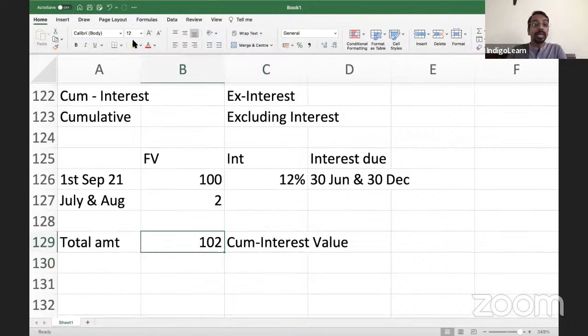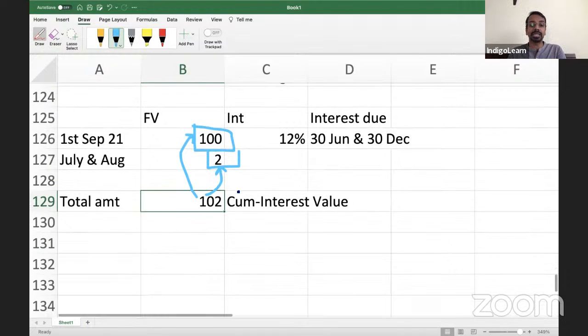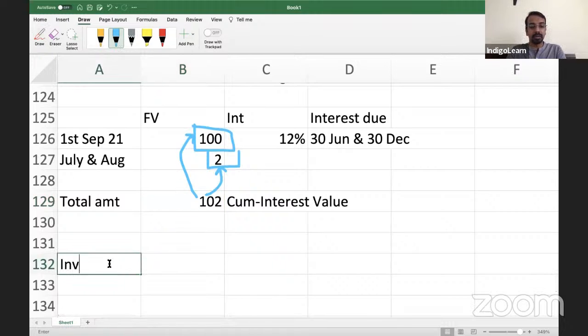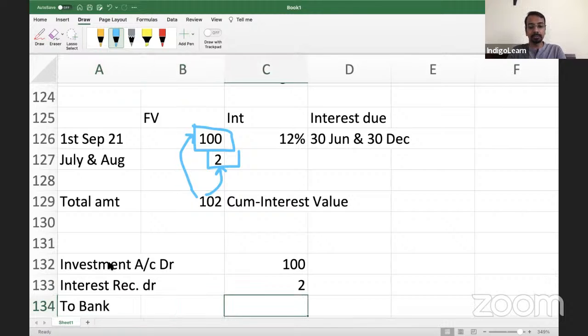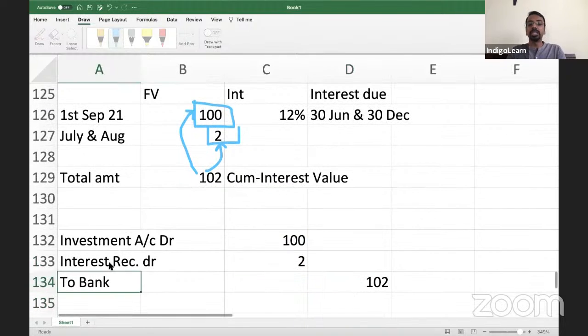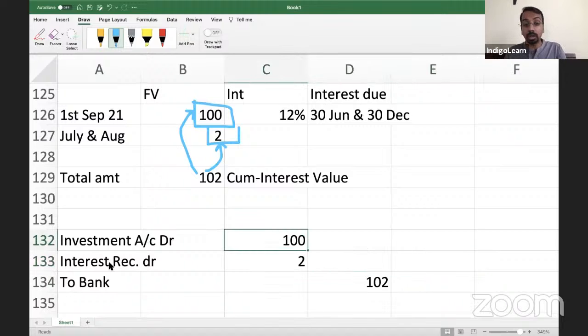Okay. Now you paid 102. Why did you pay 102? You paid 102, 100 towards principal or face value or investment cost, 2 towards the interest portion, right? So you'll split that and you will account the investment at 100, and this 2 will be considered as interest receivable. So the entry would be investment account debit, which is 100, interest receivable debit, which will be 2, and to bank, which will be 102. This you will show in the income column in the investment account if required, and this will be shown in the cost column of the investment account.